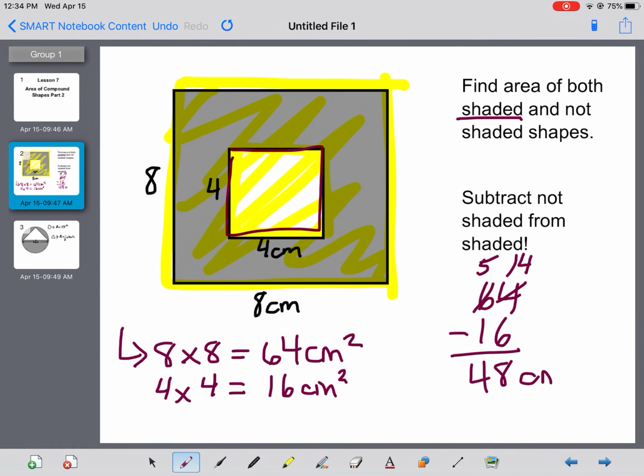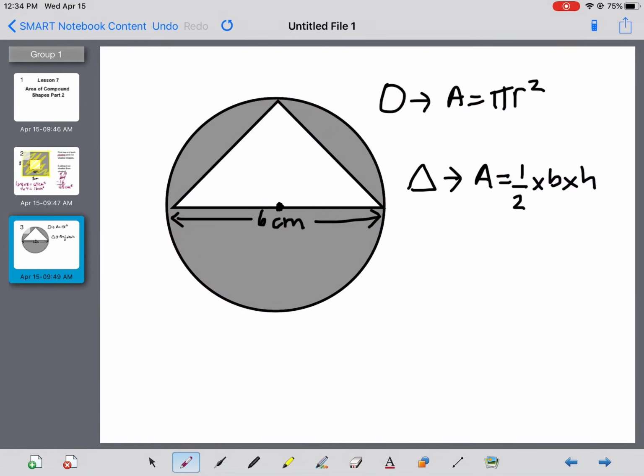So if we just take a minute and do that, we end up with 48 centimeters squared as the shaded area of this shape. Okay, so you find the area of the outer shape, you find the area of what's being removed, and then you simply subtract it or take it away to find the shaded area. So no new formulas again, you're just using them in a little bit of a different way for these shapes today.